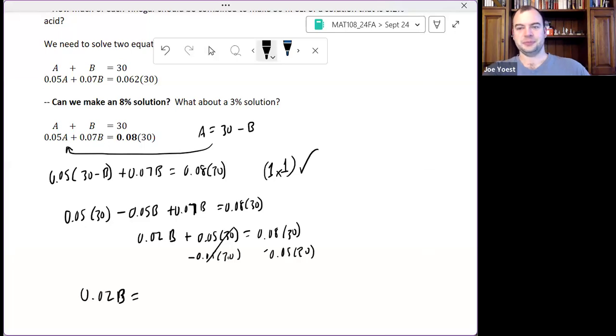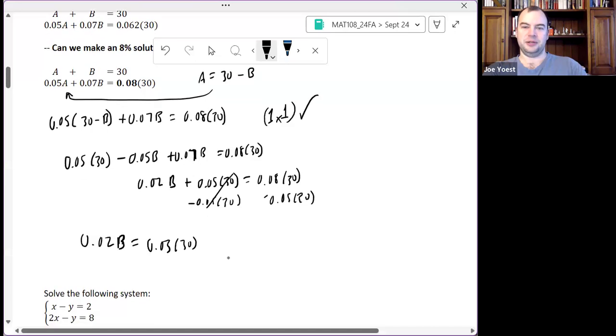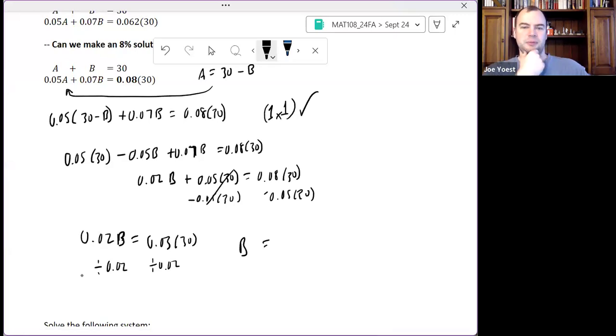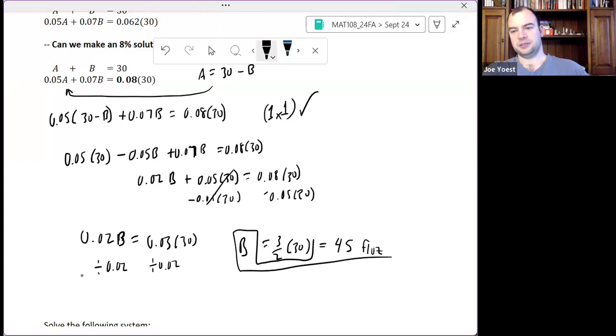0.02b equals, and then I have 0.08 times 30 minus 0.05 times 30, that's 0.03 times 30. And what do I end up with? I end up with b has to be 0.03 over 0.02 times 30. Well, that's just 3/2 of 30. I guess this seems pretty reasonable. We just get b equals a number. But the issue is, what's 3/2 of 30? It's 45 fluid ounces.